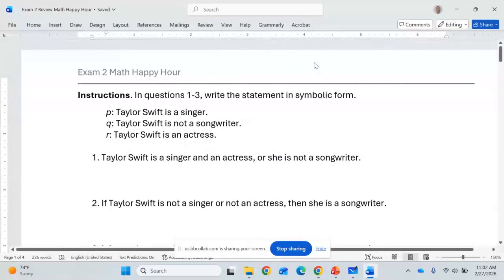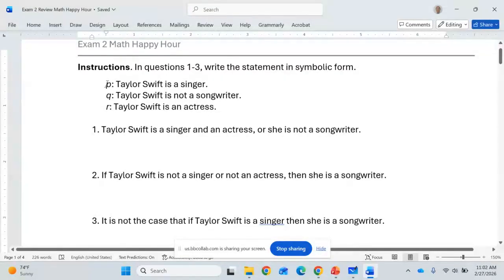So I'm gonna go through a series of questions that cover most of the topics that you saw after the first exam, starting with logic. And so I'm gonna go through everything. In the instructions, it says to write the statement in symbolic form. And I have the following statements. Remember that a statement in mathematics is represented by usually the letters P, Q, R, S, T, so lowercase letters.